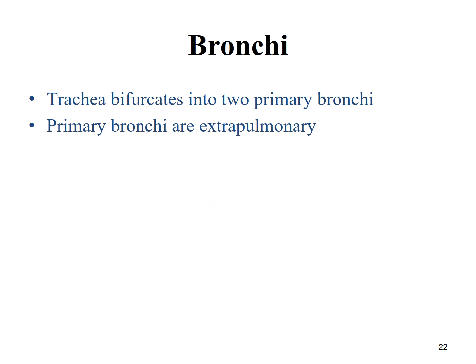The trachea splits, or bifurcates, into two primary bronchi. At the beginning, the primary bronchi are located outside the lungs and referred to as being extrapulmonary.